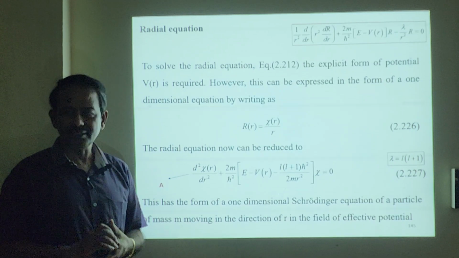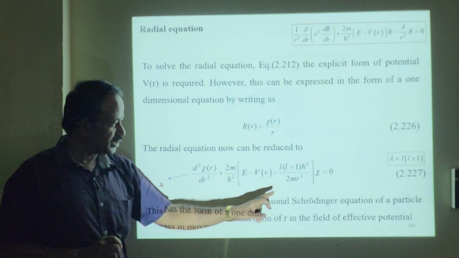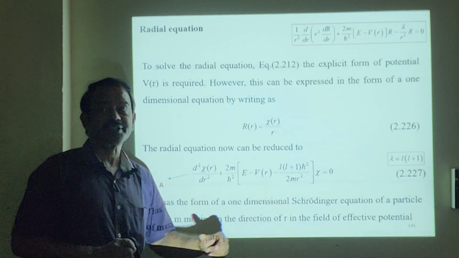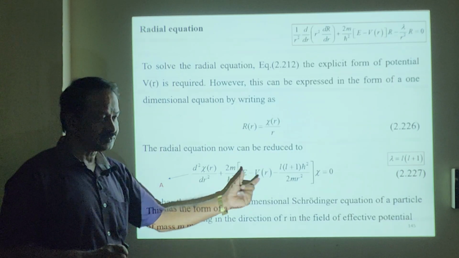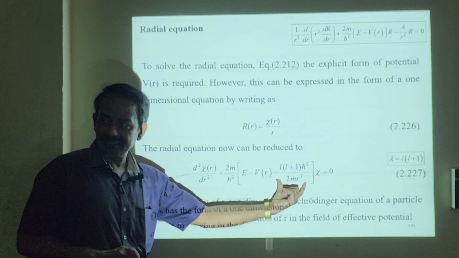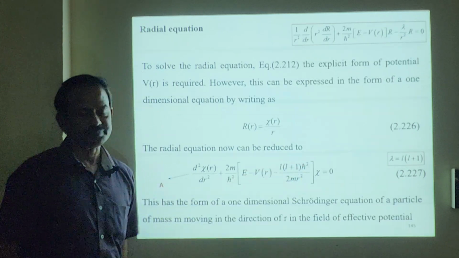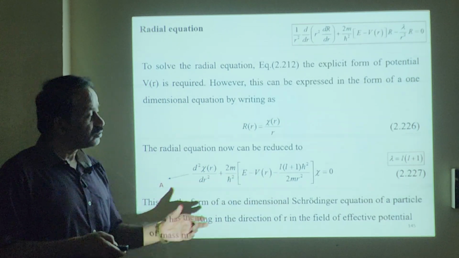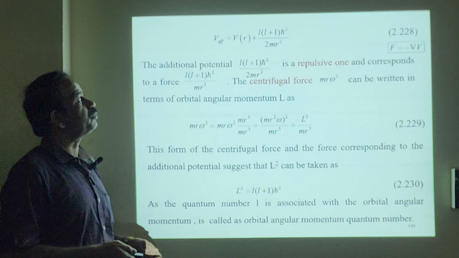R can be easily obtained. But here we have added some factor. So that's why, put together, we call this the effective potential: E minus of V of r minus of this factor. These two terms are called the effective potential. Now we will see what is the meaning of effective potential here.